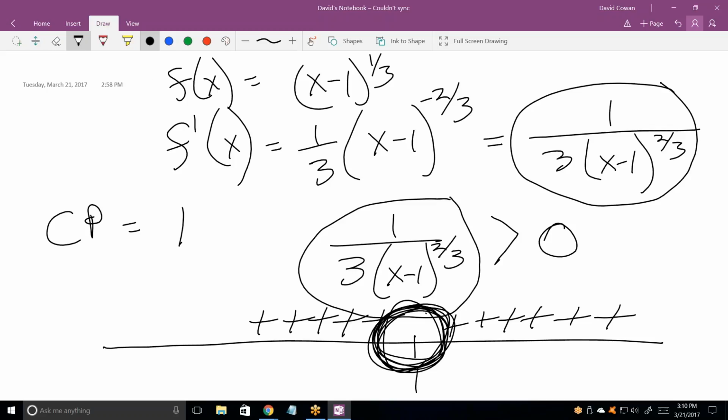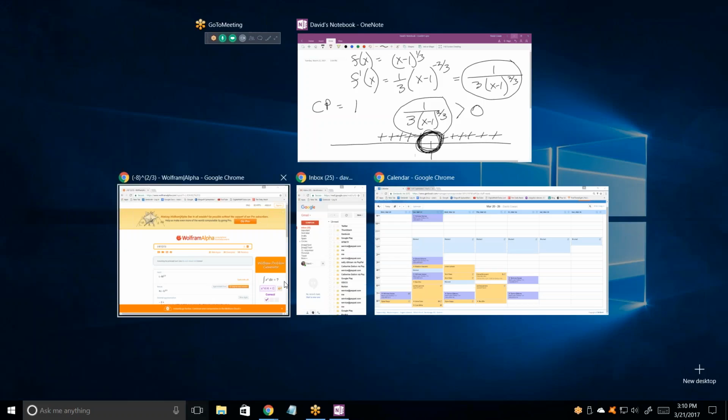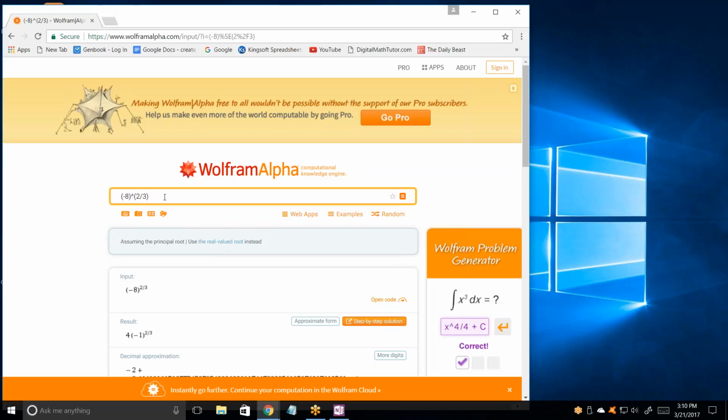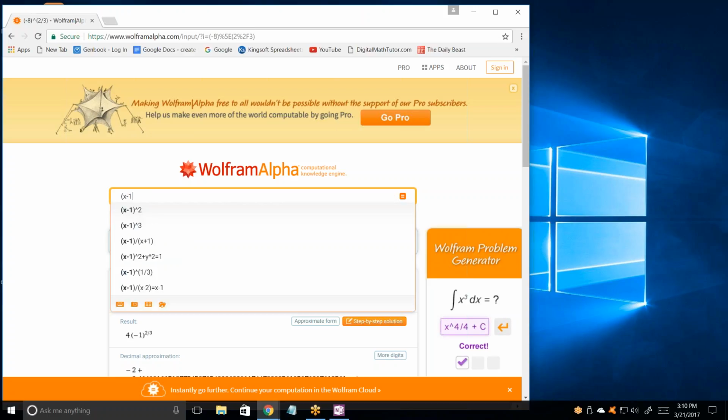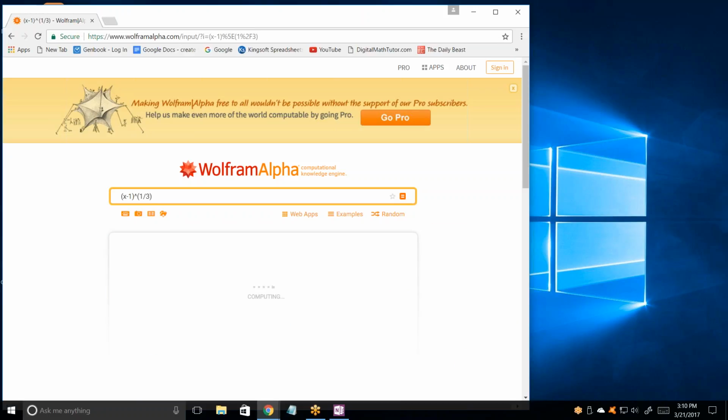I'm going to input this into Wolfram Alpha just to see what this function looks like, just so I can eliminate this problem. X minus 1 to the 1/3. One day I'm going to find the answer to this problem. And make millions. Well, it's really an interesting mathematical dilemma.